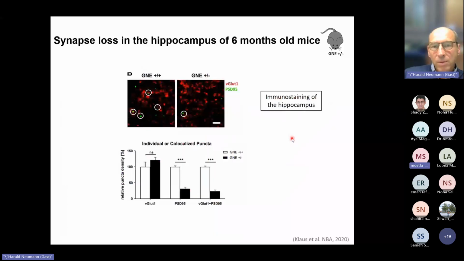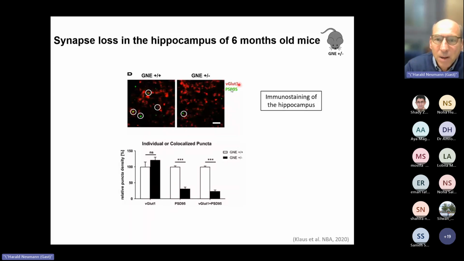So we looked also at the synapses, and in the synapses, even at 6 months, there was a dramatic loss of the synapses. So for the synapses, this phenotype is apparently even more visible. So apparently sialylation mainly prevents the loss of the synapses.